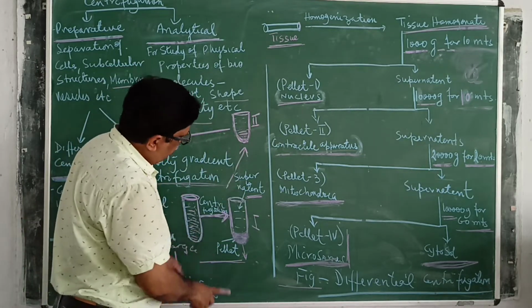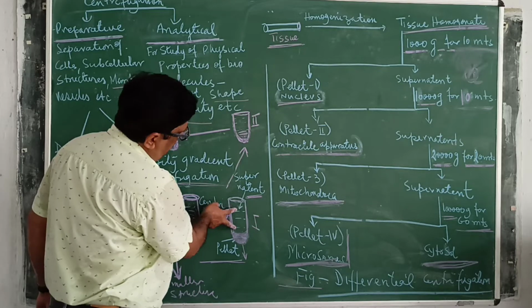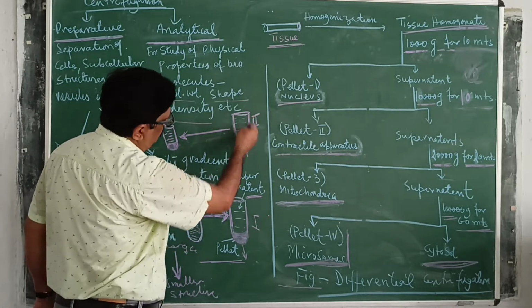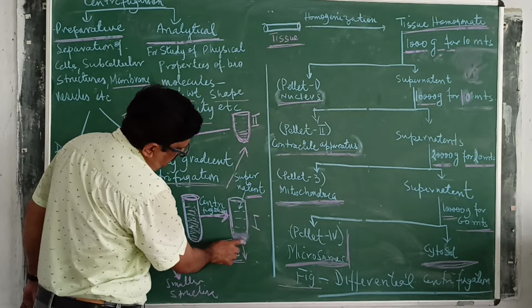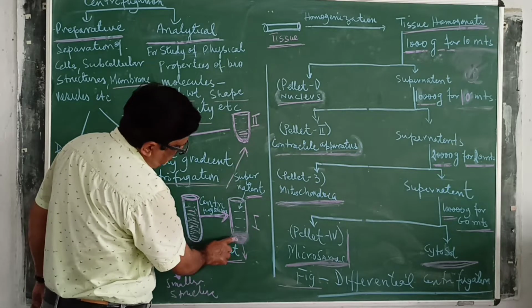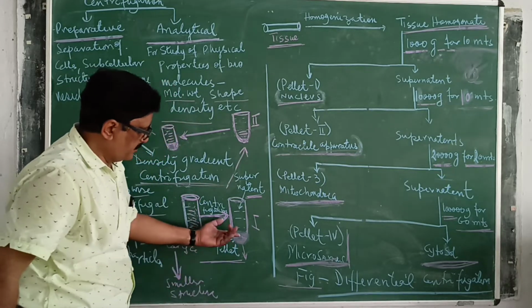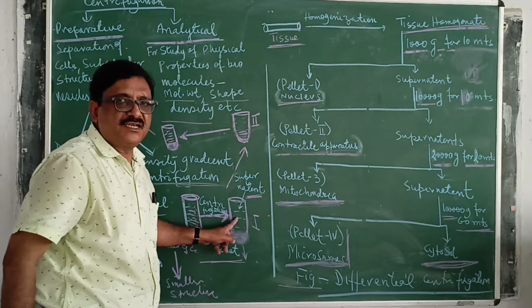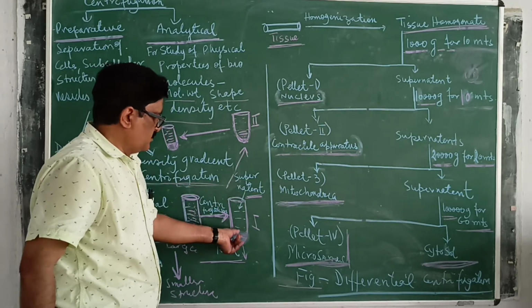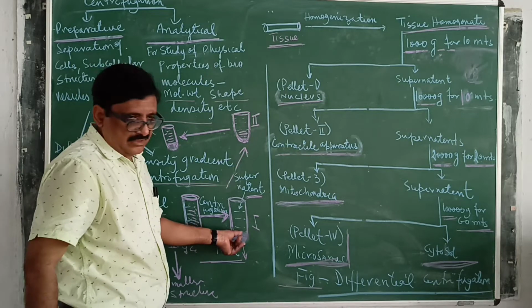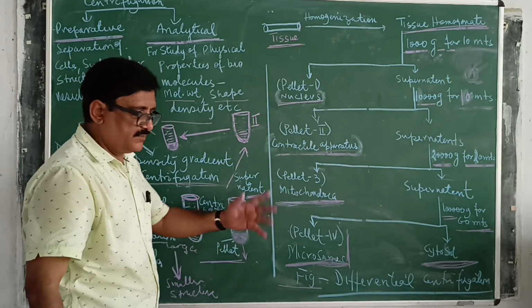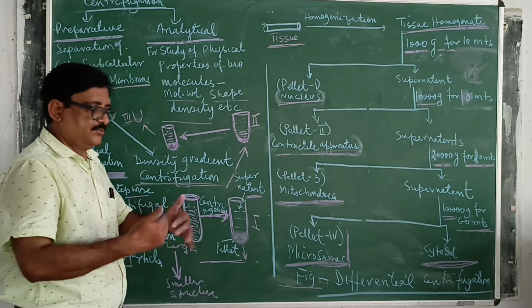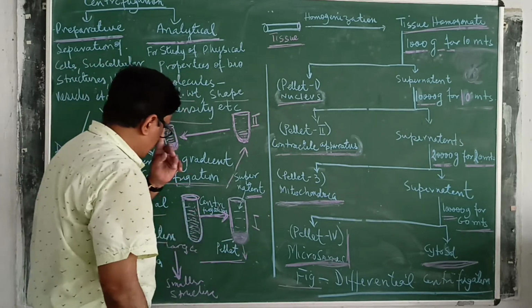If this supernatant is collected in another test tube, automatically this sediment gets separated from the supernatant, or we isolate this sediment which contains some desired component to be studied. So this is the first step.